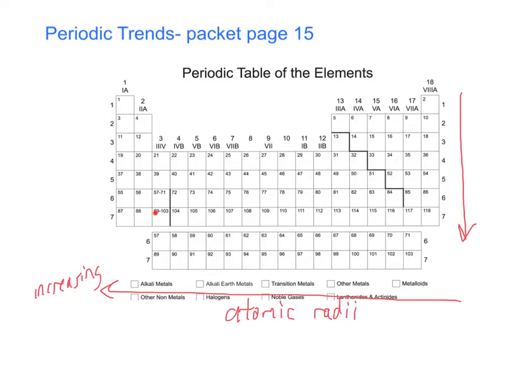As you move across the period, you're not really adding any more layers of electrons. You're still filling in the same energy level, but yet you're adding a lot more protons. You have, over here, 36 protons. Here, you only had 19 protons, so you have a lot more positive pulling on those same electrons.